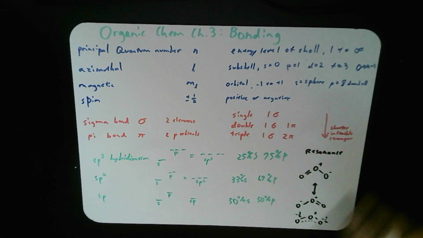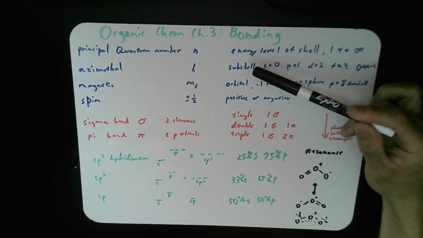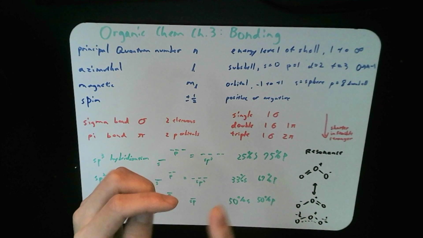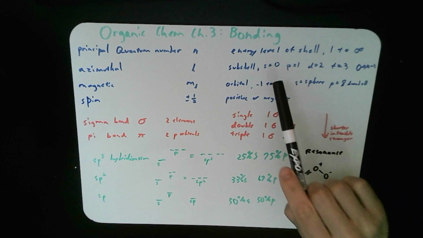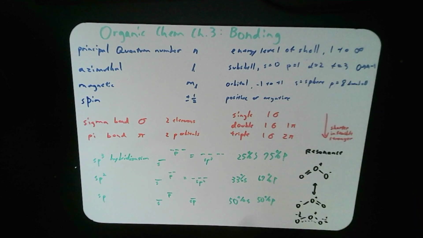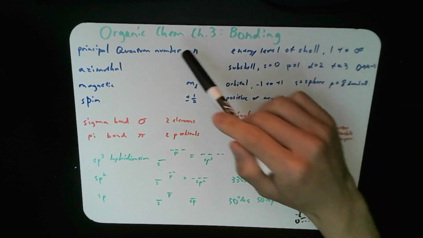Now, we have azimuthal quantum number, which describes a subshell. Within that shell, there are subshells where electrons can reside. To describe them, there are s orbital, p orbital, d orbital, and f orbital as the common ones. It goes from 0 to n minus 1, where n is the principal quantum number.